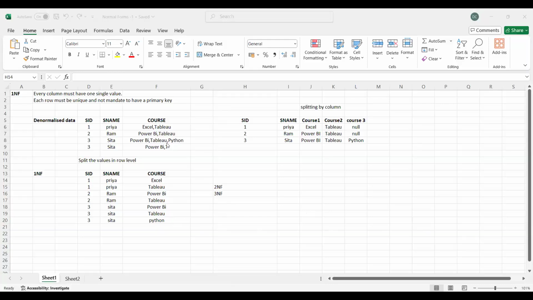So yesterday we were discussing that if we have any denormalized data, how we will convert that denormalized data into normalized form, right? We discussed 1NF yesterday. Let's discuss 2NF and 3NF. Then our concept will be finished once our data is converted into 3NF.